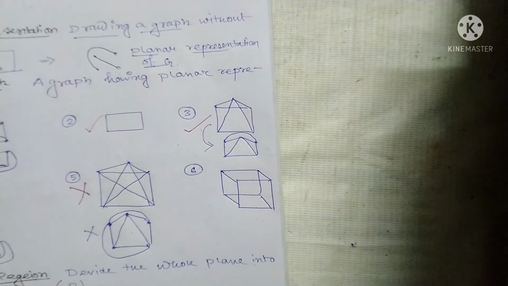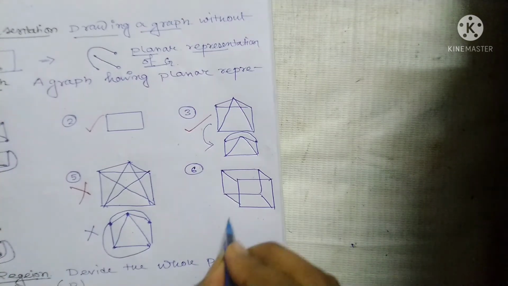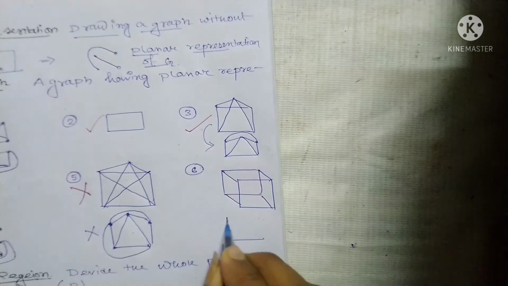Now let's see example number 6. Is this graph a planar graph or not? By seeing this we can say that this is not a planar graph, but that is not true. This is a planar graph. Let's see how it is true. Okay, so we can draw this graph like this.